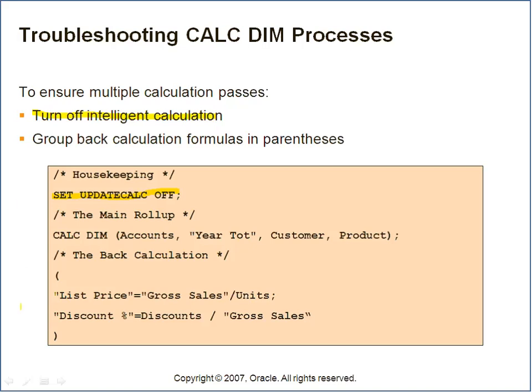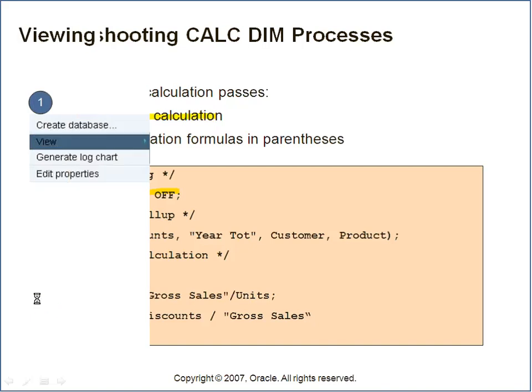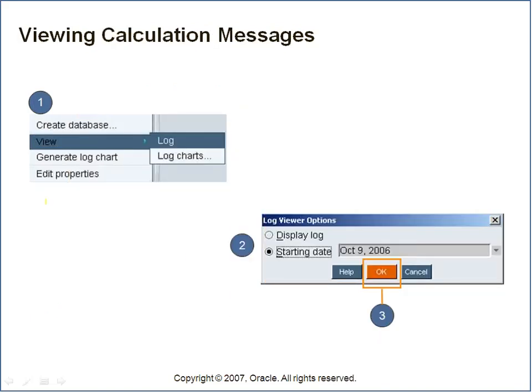So in this example, list price and discount percent are the back calculations or two pass calculations. So you group them together at the end in parentheses. If you ensure that these are correct, the next thing that you can do is view the log.